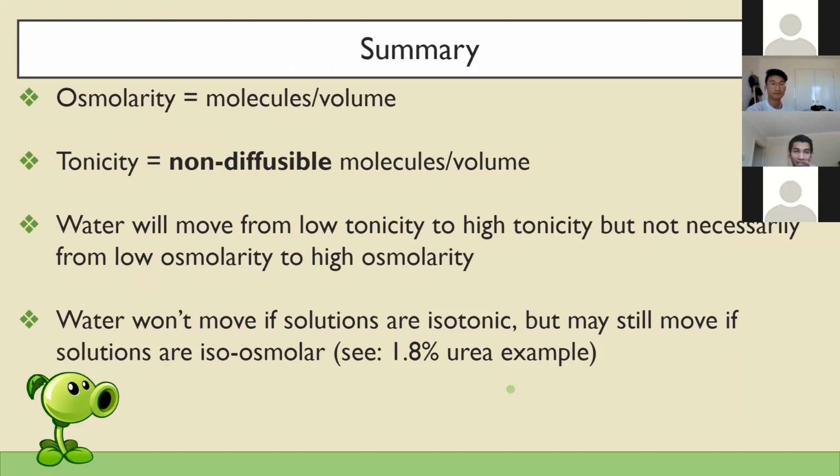So as a summary, osmolarity is the molecules per volume. It's also akin to moles as well, but it's just the sum of all of them. Tonicity is the non-diffusible molecules per volume. Water moves from low tonicity to high tonicity, but not necessarily from low osmolarity to high osmolarity. And that's again to do with just being diffusible or not. And water won't move if the solutions are isotonic, but can move if they are isoosmolar.